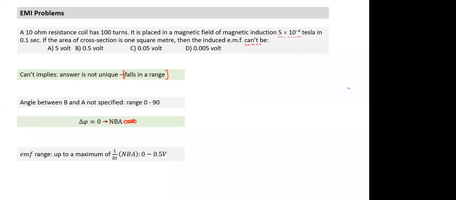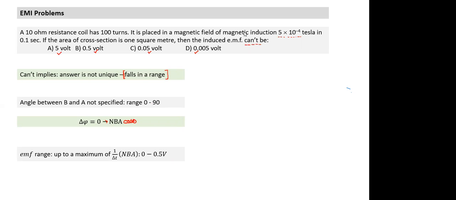So what is EMF? EMF is NBA by delta t. Hence the range also: the change in flux is from 0 to NBA, hence the maximum value is NBA by delta t. When we substitute the NBA value divided by delta t, it comes to 0.5 volts. It means induced EMF can be anything between 0 and 0.5. Is this possible? Yes, it is possible when cos theta is 1. And these are smaller angles. This also is possible, this also is possible. But this value is not possible. Okay, all are within the range. The range is 0 to 0.5.